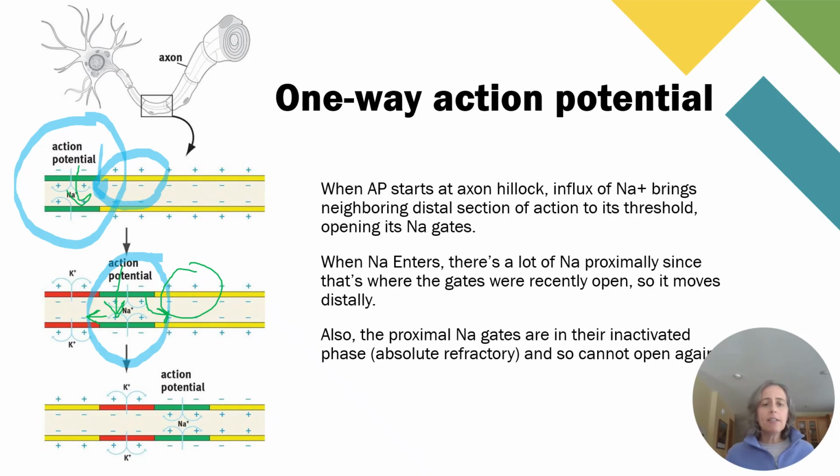Also, additionally, even if some of those sodium ions go back this way, because some of them will, just because of life and physics, those sodium channels are in their inactivated state by now. They're in their absolute refractory period. So I can't go that way and trigger another action potential over there, because they're all refractory. So I have to go this way. So that's why we see it travel down the length of the axon.